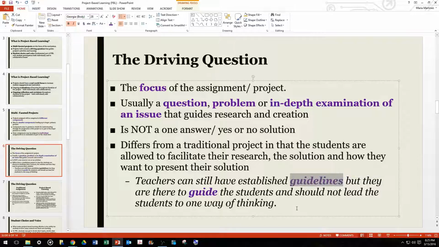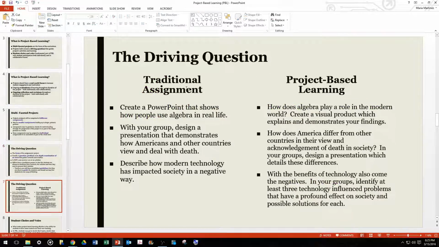So we want to make sure that the students, of course, are still reaching the ultimate destination, but that does not necessarily mean that they're going to reach it all the same way. So let's take a look at the difference between a traditional assignment versus project-based learning. Now, these are very similar, but you can see that these are traditional and these have been rewritten as a project-based learning assignment. So let's take a look here.